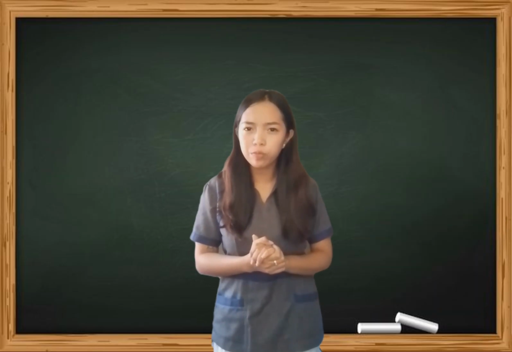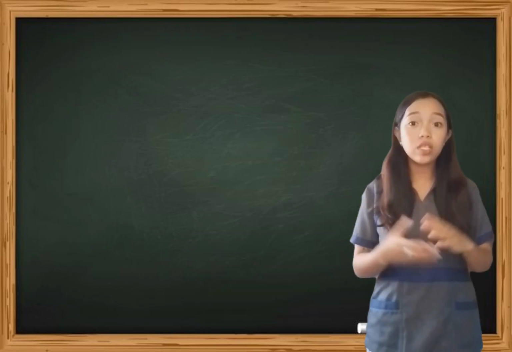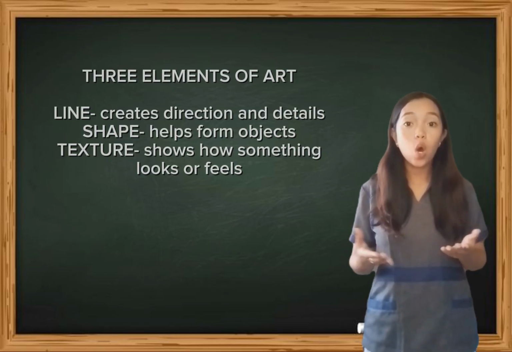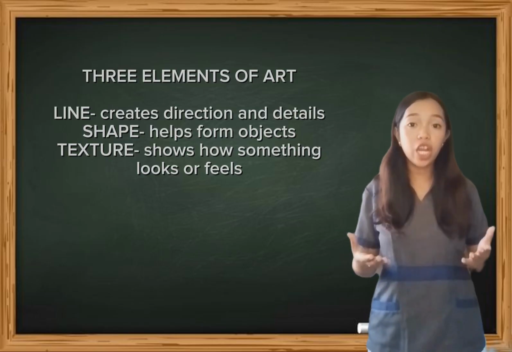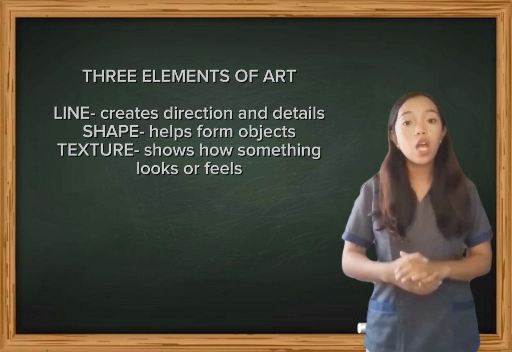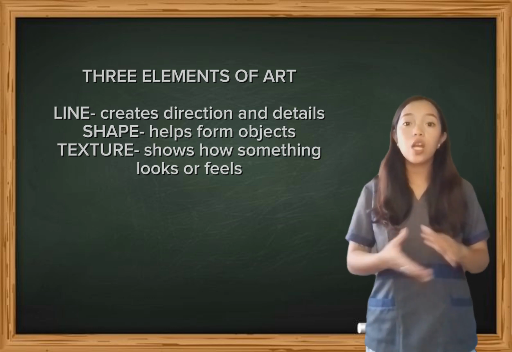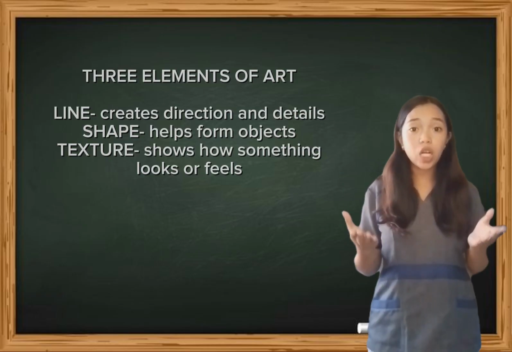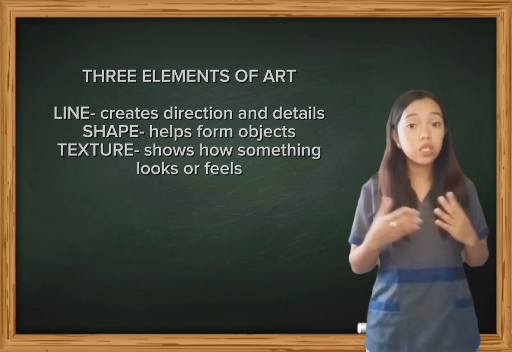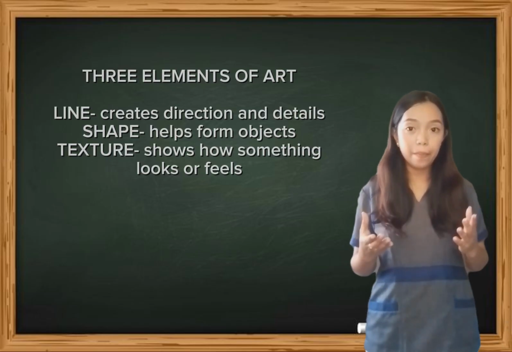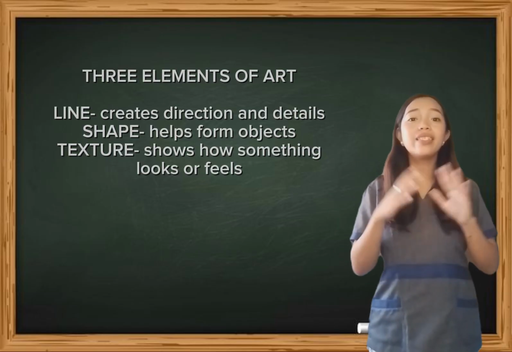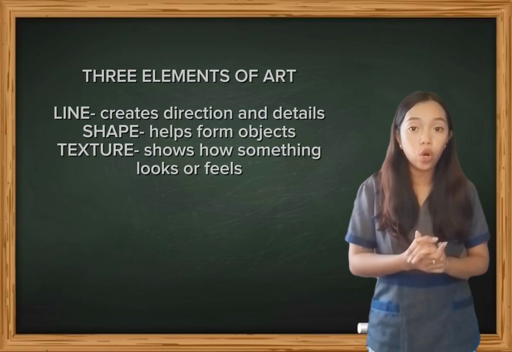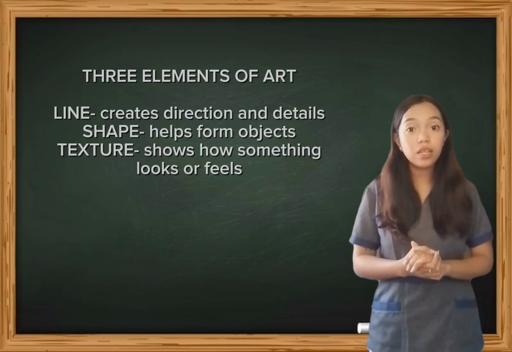Now class, let's summarize our lesson. So lines can be straight, curved, wavy, or zigzag. And shapes include circles, squares, triangles, rectangles, and other forms. And texture can make objects appear rough, smooth, soft, and bumpy. And artists combine these elements to express ideas and make their artwork more interesting and meaningful.